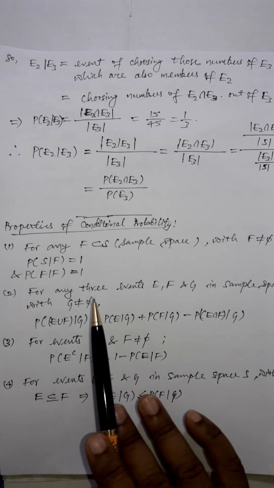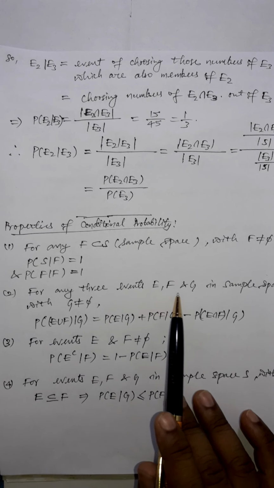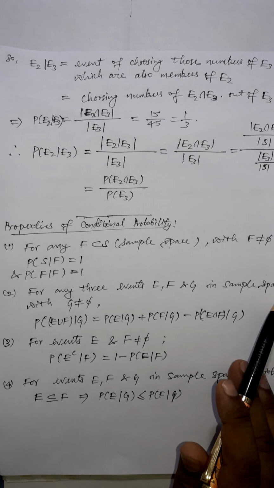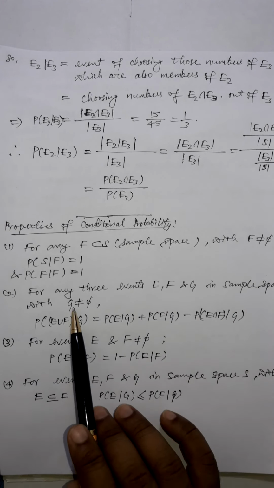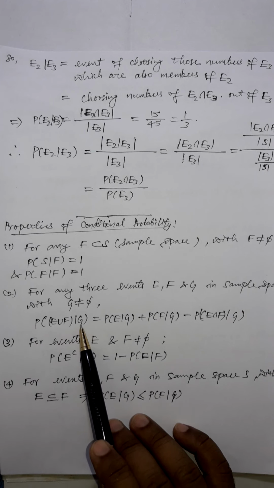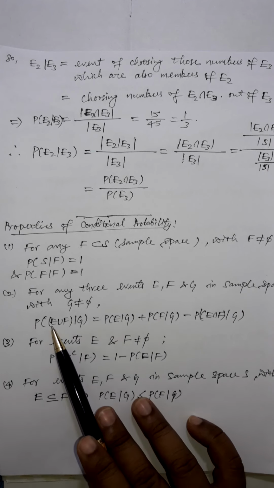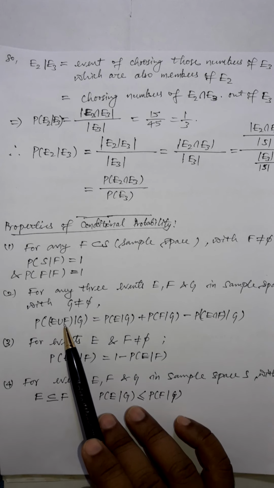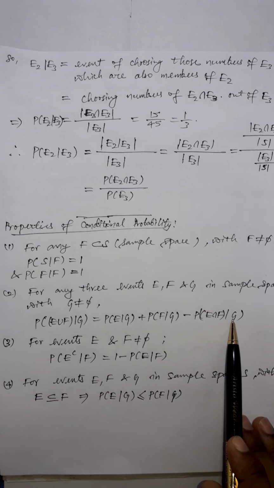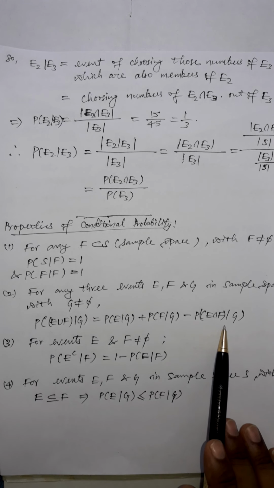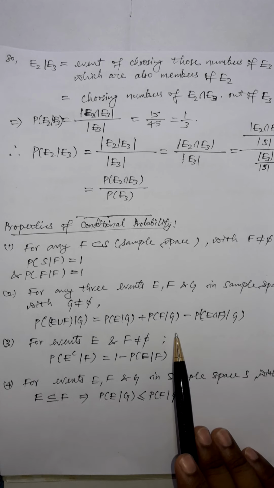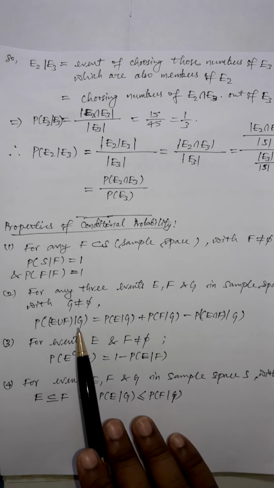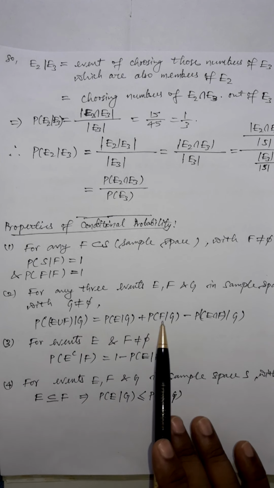The second property says that for any 3 events E, F and G in the sample space S where G is not equal to phi, the probability of E union F subject to G equals the probability of E subject to G plus the probability of F subject to G minus the probability of E intersection F subject to G. So it is basically the same formula as that of probability of A union B, but here the condition G is attached to it.